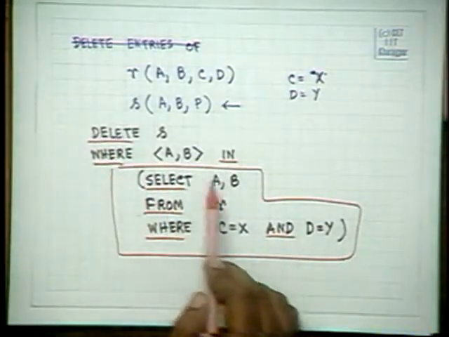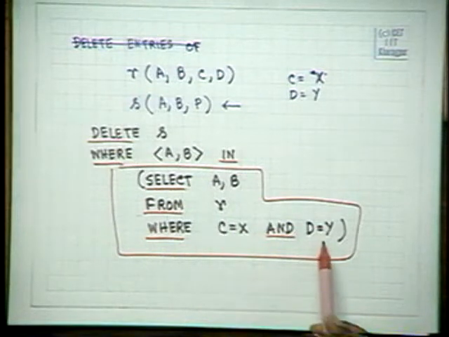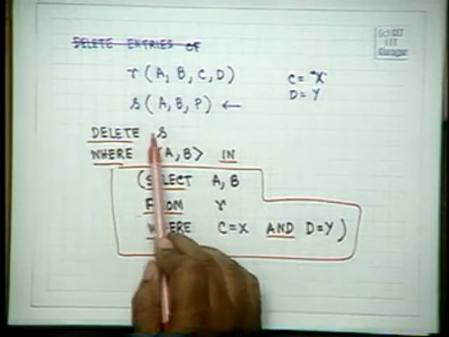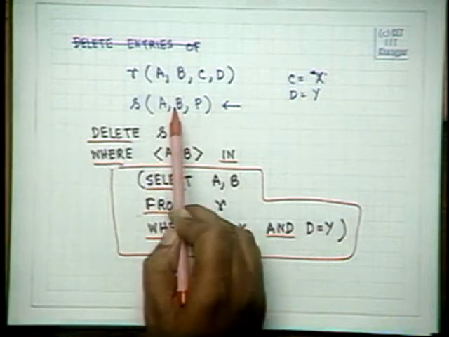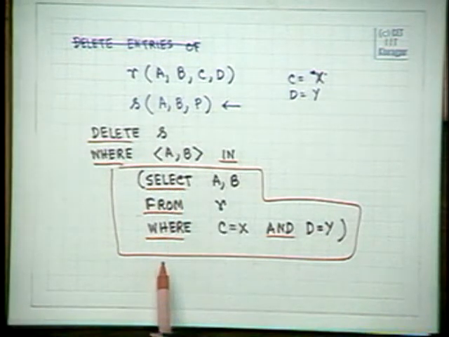This takes out the A and B attributes corresponding to C equal to X and D equal to Y. And this deletes those such that this AB in this must be in this set only.